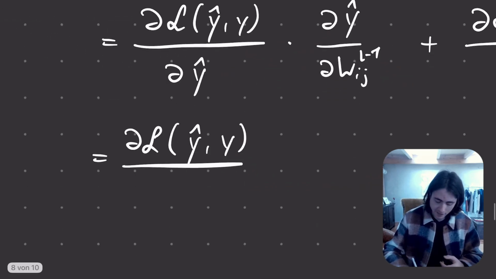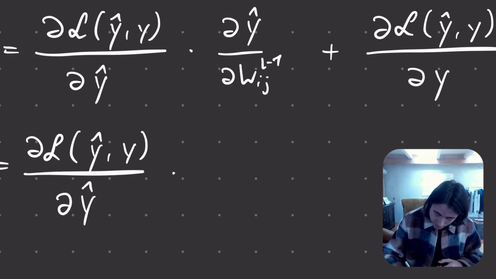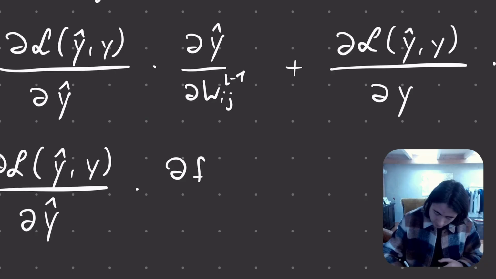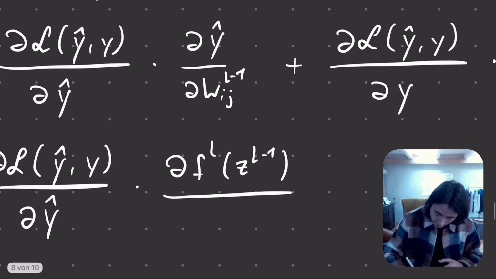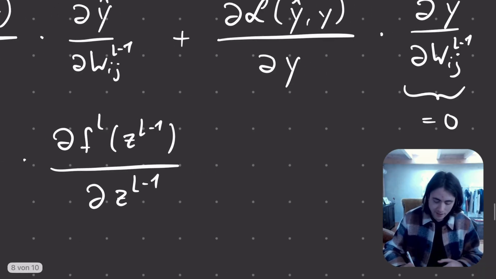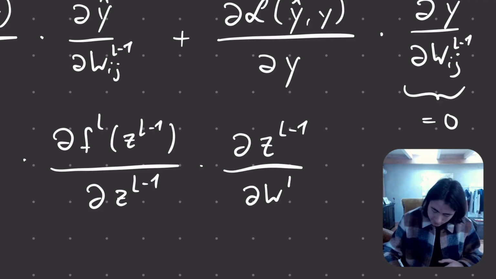So then let me unpack a bit further. So we have this here times this, and now I will unpack the y hat. The thing that comes previously is fl of zl-1, and now I can differentiate this expression with respect to zl-1 and then multiply it with the differential of zl-1 with respect to the parameter.